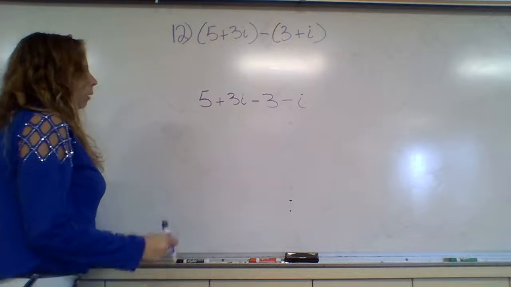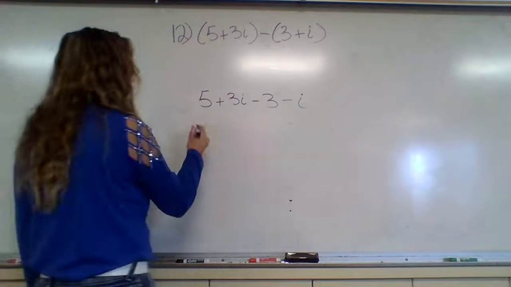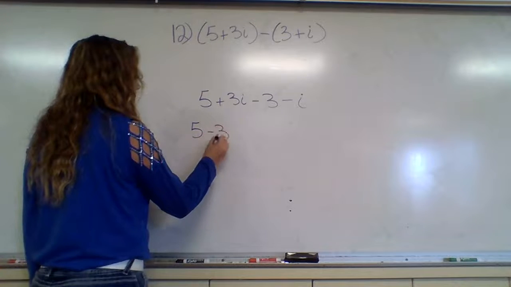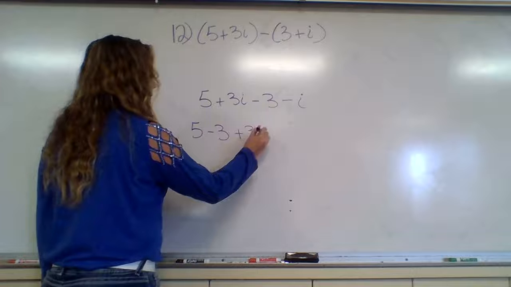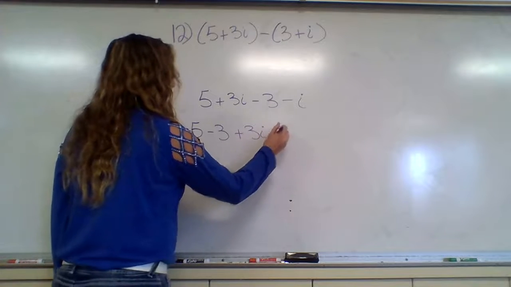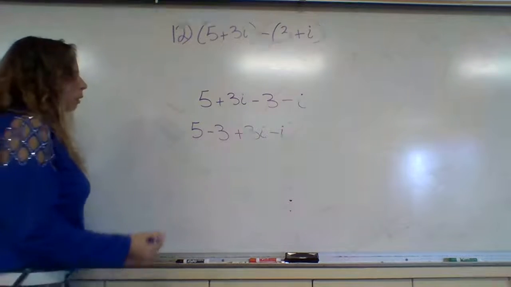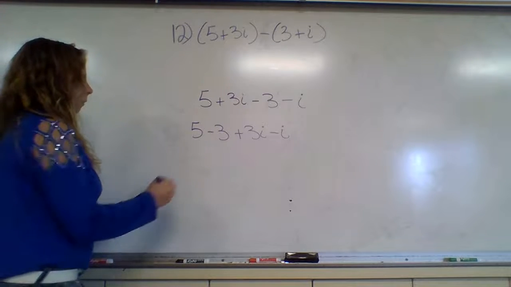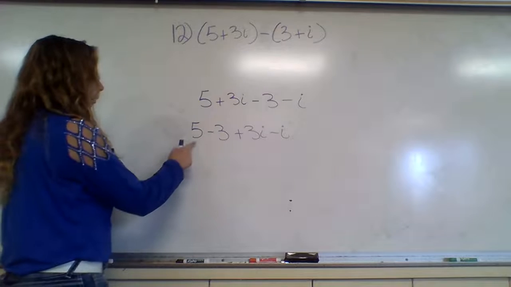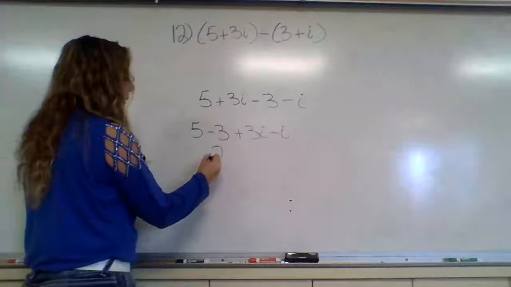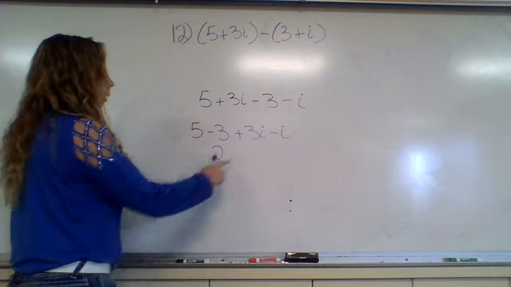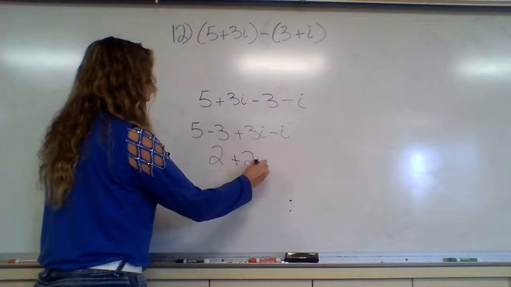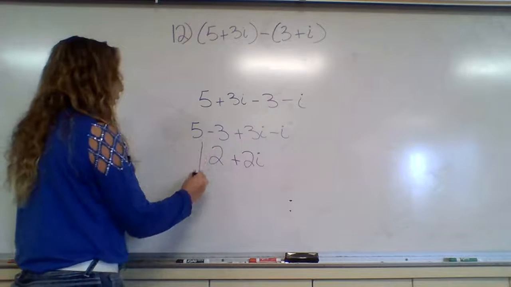If you want to rewrite it so your like terms are next to each other, you can. So that would be 5 minus 3 plus 3i minus i. Get your like terms together if you want to, and then combine your like terms. 5 minus 3 is 2. 3i minus i is 2i. And you do not reduce it any further. You leave it like that.